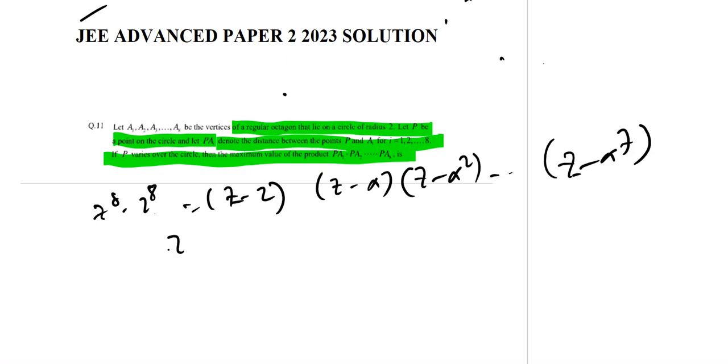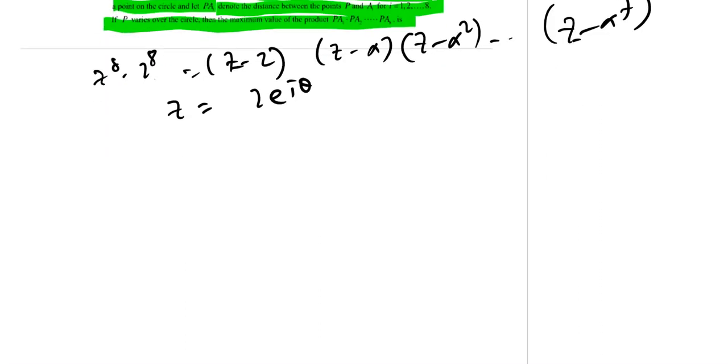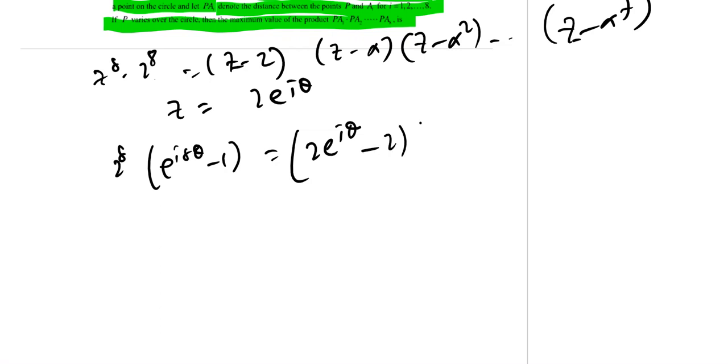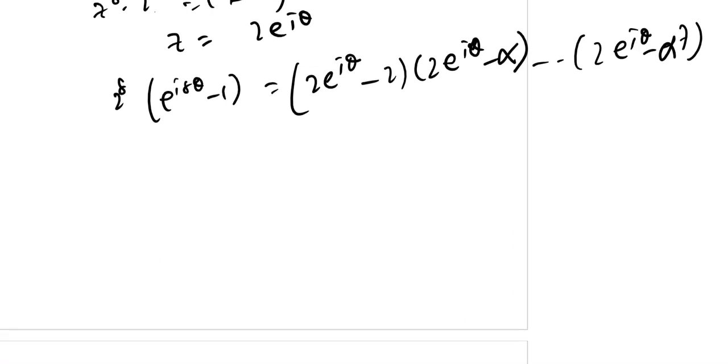So putting Z equal to 2e^(iθ), 2 to the power 8 e to the power i8θ minus 1, 2e^(iθ) minus 2, e^(iθ) minus alpha ... 2e^(iθ) minus alpha to the power 7. So taking mod is 2 into 2 to the power 8 e^(i8θ) minus 1.